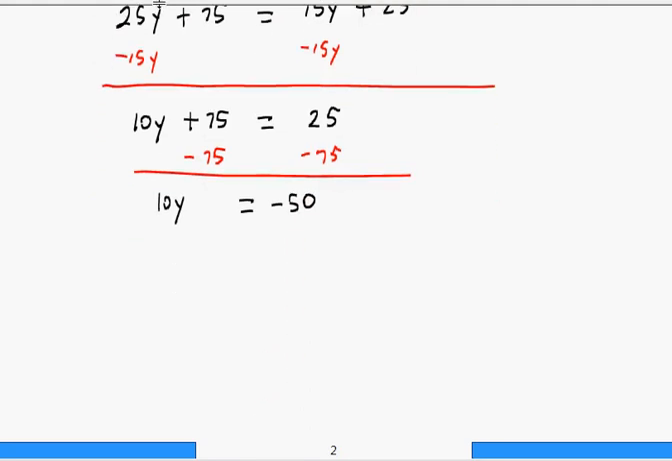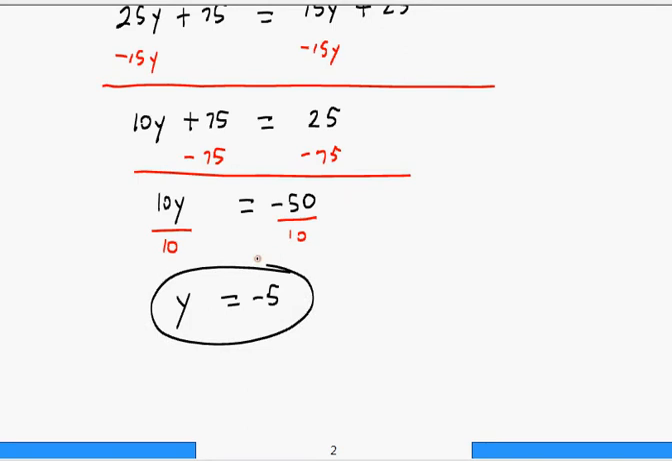Alright, one last step. This is 10 times y, and I want just y by itself, so I'm going to divide both sides by 10. Well, here the 10's cancel. Over here, negative 50 divided by 10 is a negative 5. So the solution is y is equal to negative 5.